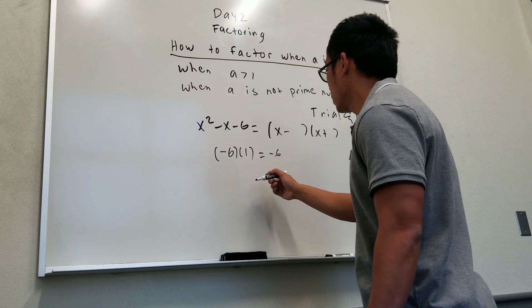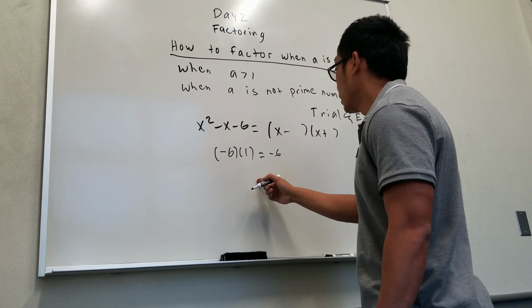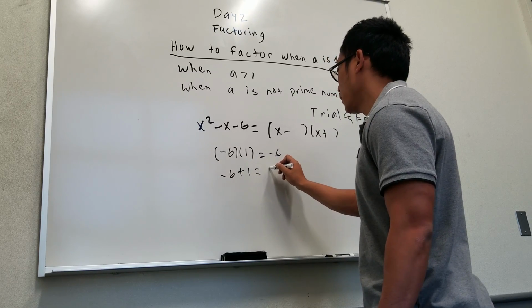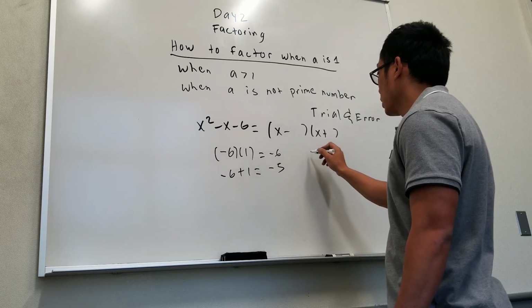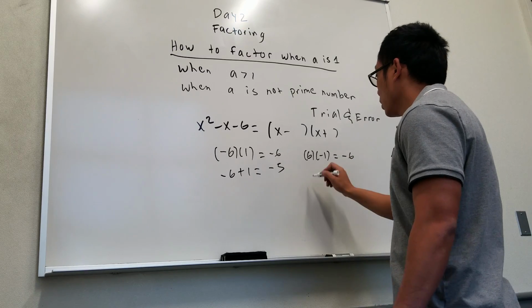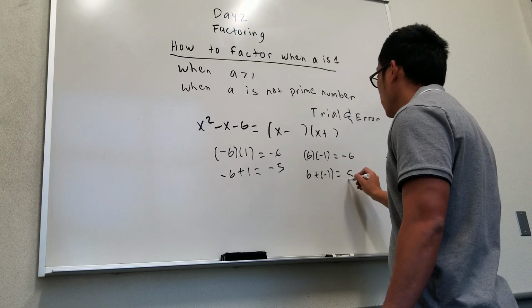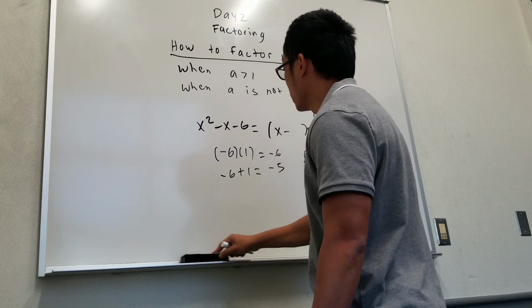So let's see. I don't think it's going to work. That gives us -5. Nope, doesn't work. Let's try 6 times -1. So we get -6, and then we have 6 plus -1. That gives us 5. It doesn't work, so we've got to try something else.